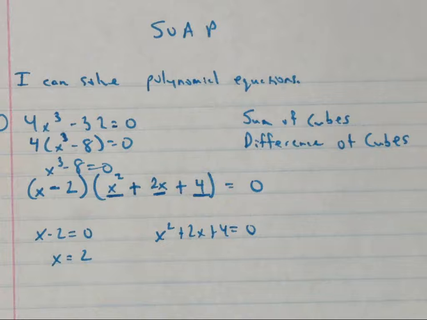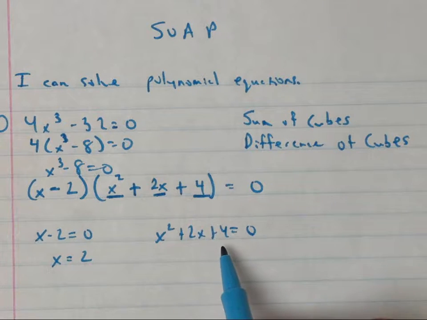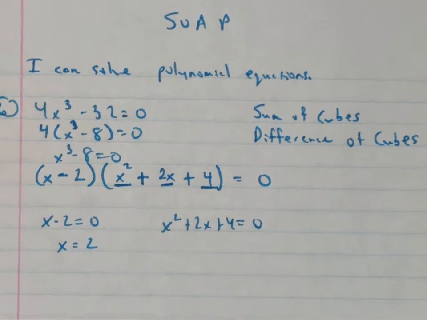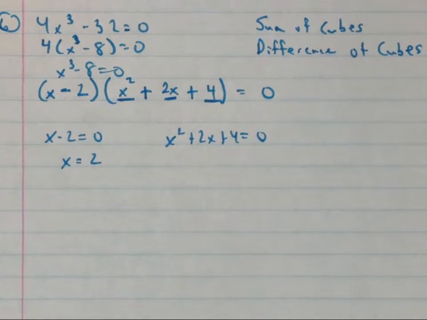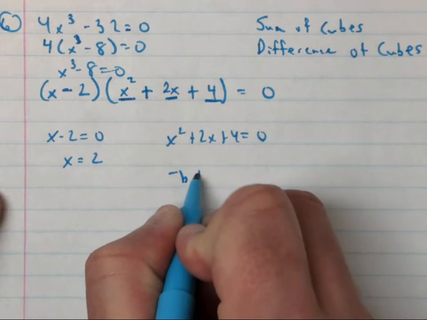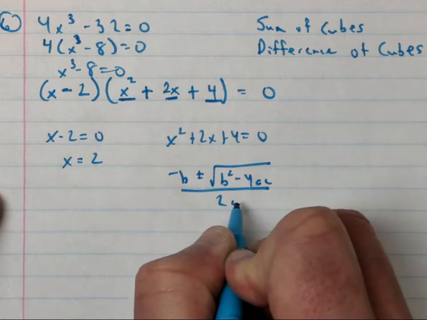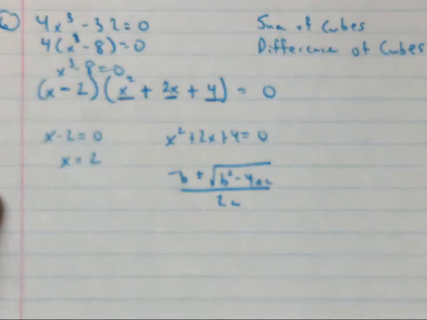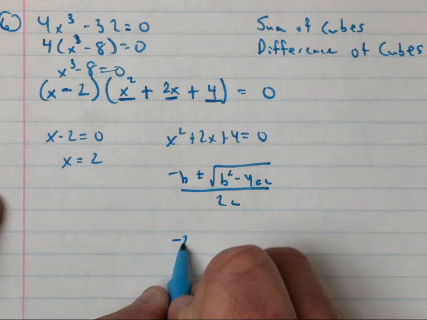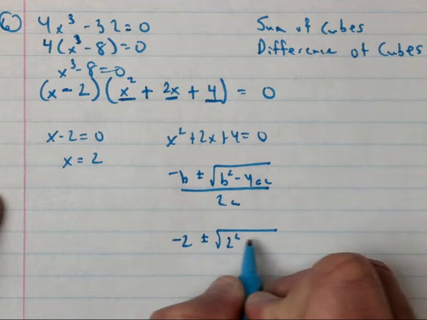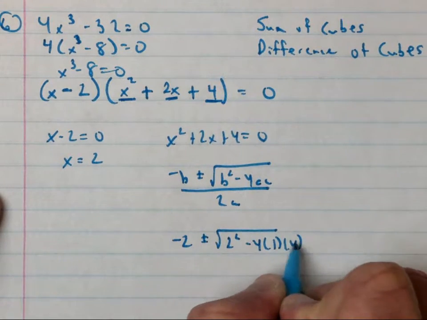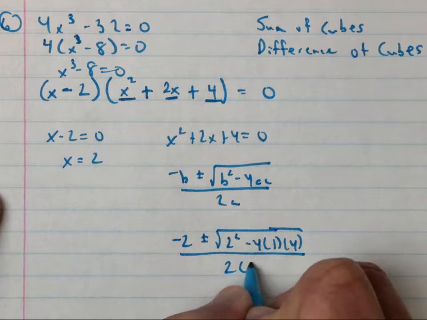It appears to be easy factoring. However, you can't think of 2 numbers that multiply to give you 4 and add to give you 2, so you got to use the quadratic formula. So I'm going to use negative b plus or minus square root of b squared minus 4ac over 2a. Opposite of b is negative 2 plus or minus 2 squared minus 4 times 1 times 4 all over 2 times 1.